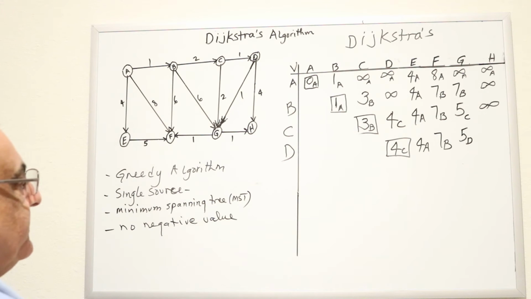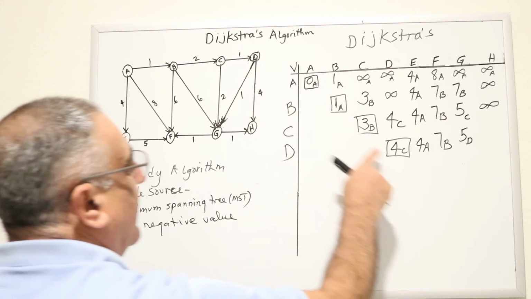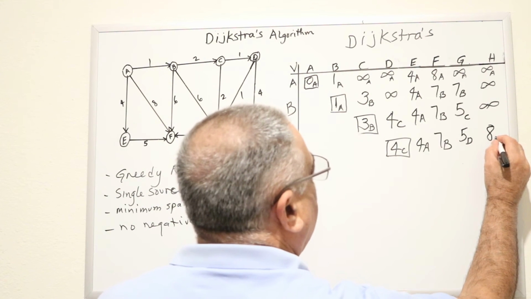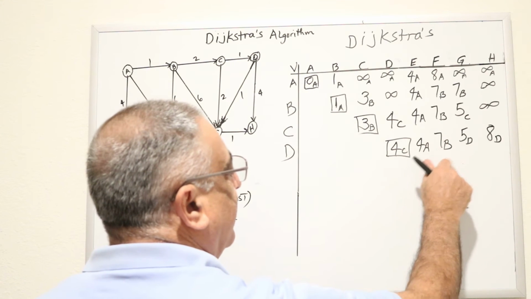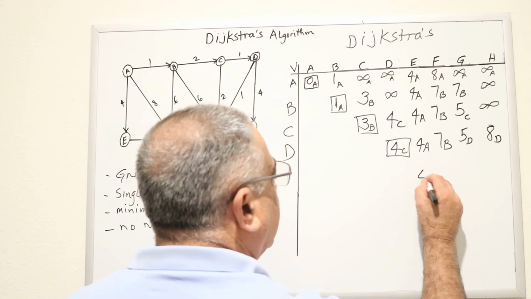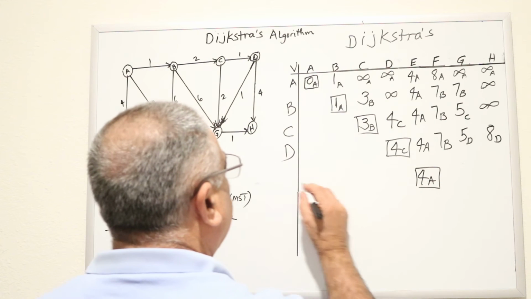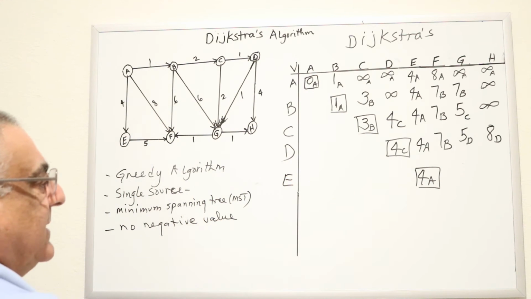It's okay. D to H. D to H is 4. 4 plus 4 is 8, which is better than infinity. That's it. So now I have 4, 7, 5, 8. I'm going to take the 4 down because that's the least. So 4 in. Now bring it to the left. So that's the edge now. I mean, that's the vertex.